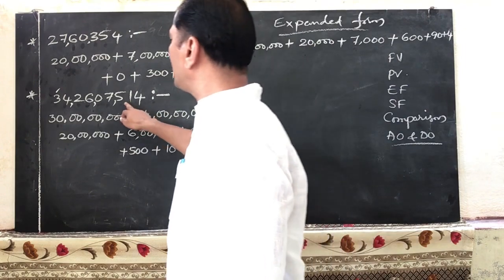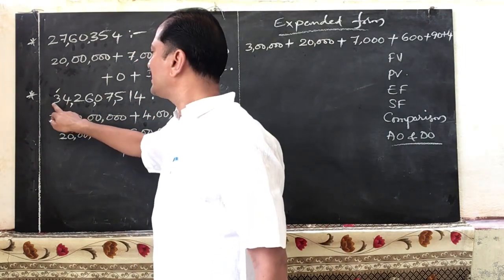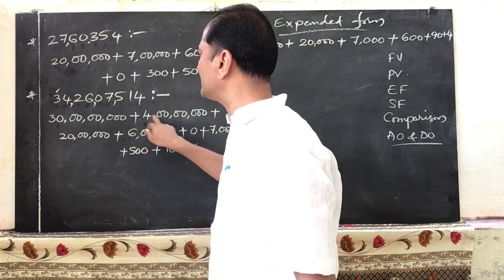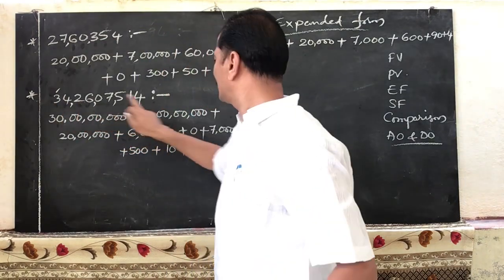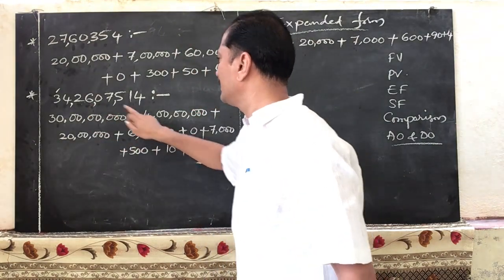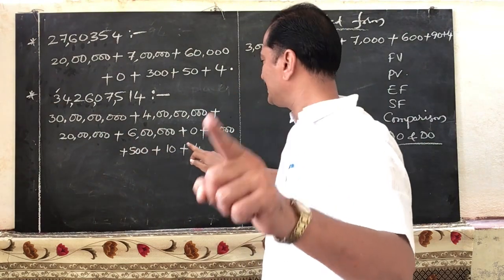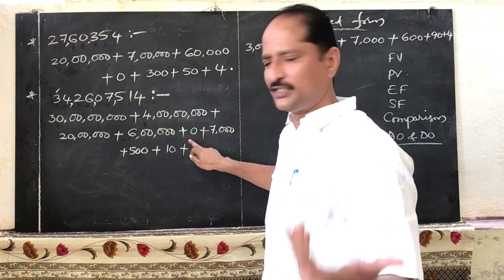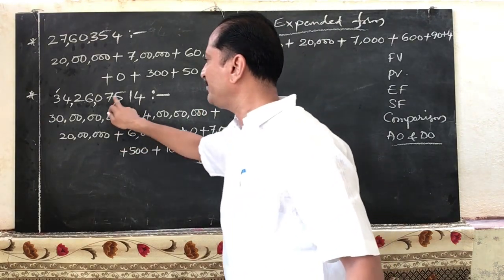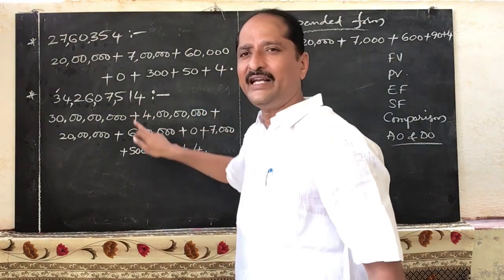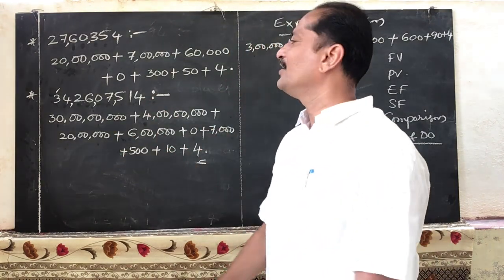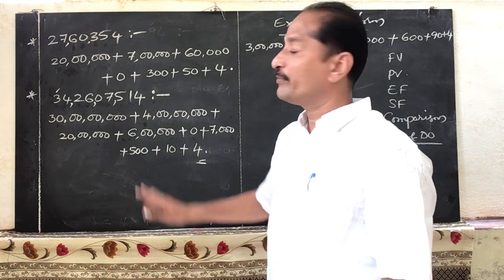So units period, thousands period, lakhs period, crores period. So 3 into 10 crores, 30 crores, plus 4 into 1 crore, 4 crores, plus 2 into 10 lakhs, 20 lakhs, plus 6 into 1 lakh, 6 lakhs, plus 0 into 10,000, 0, plus 7 into 1,000, 7,000, plus 5 into 100, 500, plus 1 into 10, 10, plus 4 into 1, 4. So this way you can find out the expanded form in Indian system.